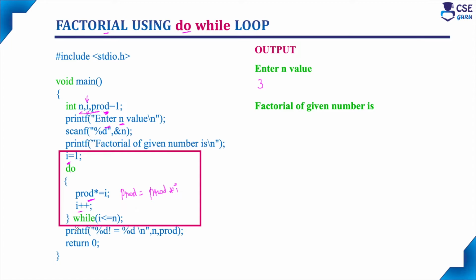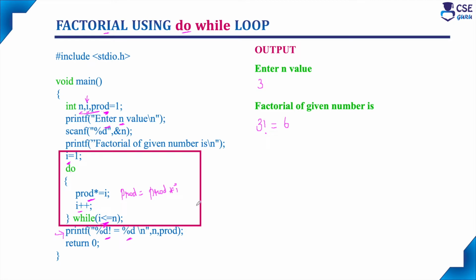Then increment the i value. At the end of the do while loop, check the condition whether i is less than or equal to n. By default, the first time the body of the loop will execute. After execution, it will check whether i is less than or equal to n. Until the condition is true, it will allow the body of the loop to execute one more time. When the condition fails, the loop will exit and control will transfer to the next statement in the C code. Here it will print the given number, that is, n factorial is equal to the value we are getting. For example, here we will get 3 factorial is equal to 6.